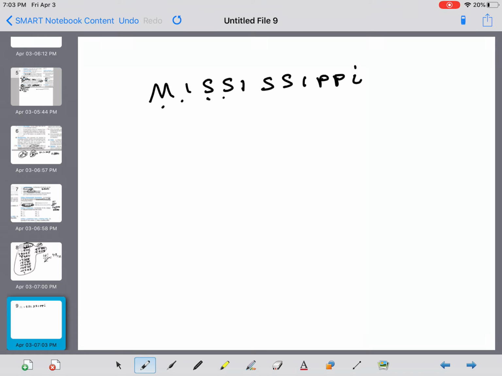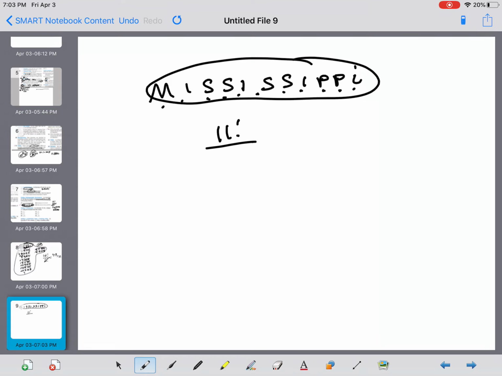Okay, 1, 2, 3, 4, 5, 6, 7, 8, 9, 10, 11. There's 11 letters, so the way to rearrange all of these letters into different code words would be 11 factorial, except you can't tell if you switch up all these S's over and over again. So there's 4 S's, so you say 4 factorial.